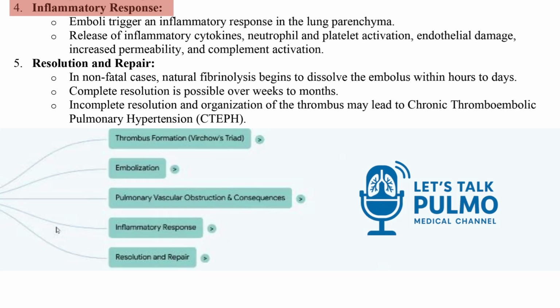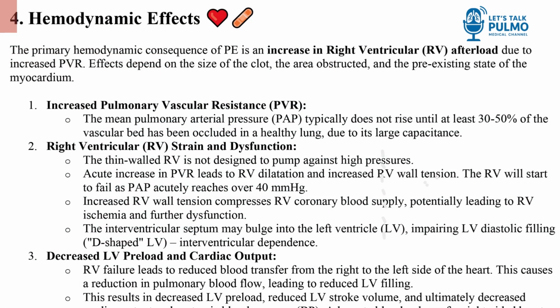Does the body try to deal with the clot itself? It does. There's a natural process called fibrinolysis, where the body tries to dissolve and break down the thrombus. But sometimes this process isn't complete or doesn't happen fast enough, and if the clot doesn't resolve properly, it can lead to a serious long-term problem called chronic thromboembolic pulmonary hypertension, or CTEPH, basically persistent high blood pressure in the pulmonary arteries. We've talked a lot about the lungs.